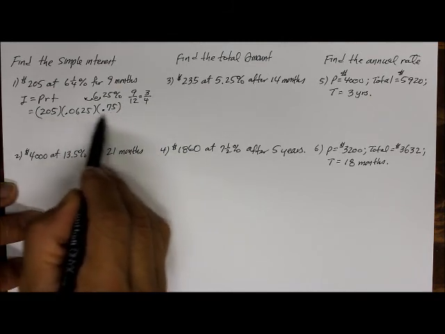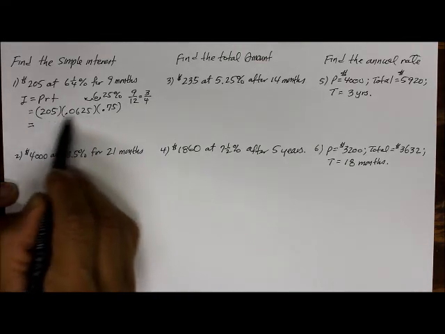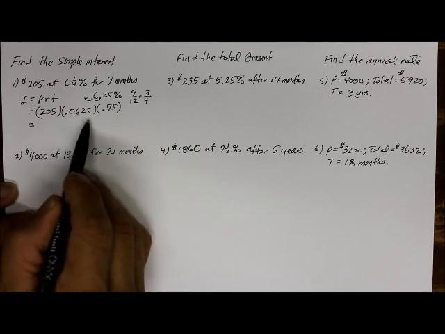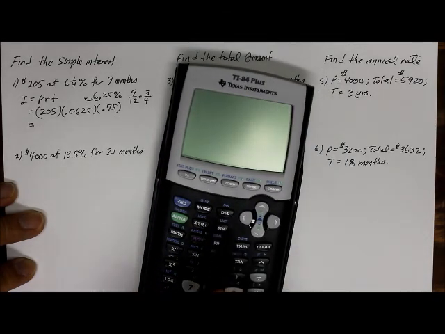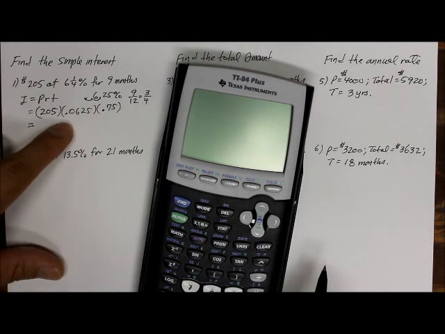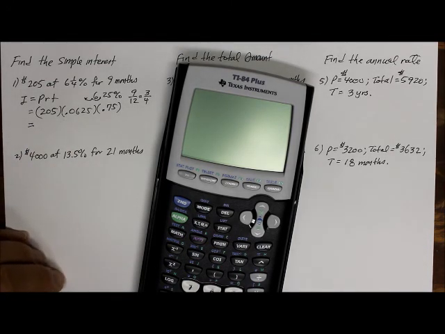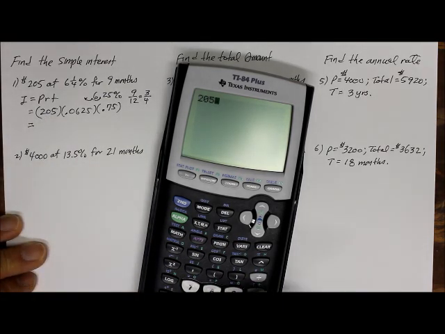In this case, I want decimal numbers. Because when we talk about money, you don't want to do this in your head or on scratch paper. You need a calculator. You don't want to mess around making mistakes with numbers when we're dealing with money. Now, let's power this up. And we go $205 times 0.0625, that's 6.25%, times 0.75. Okay, 3/4 of a year.